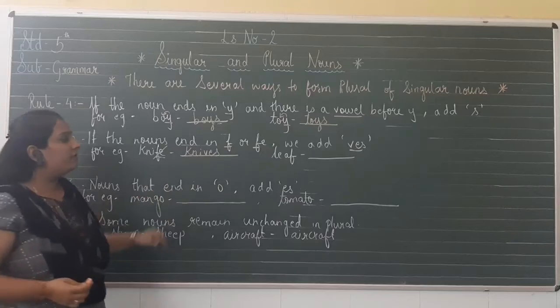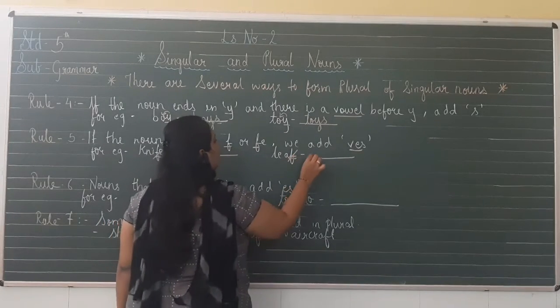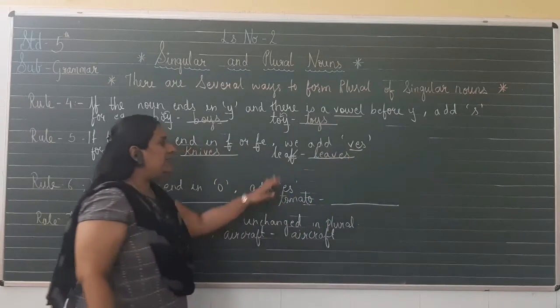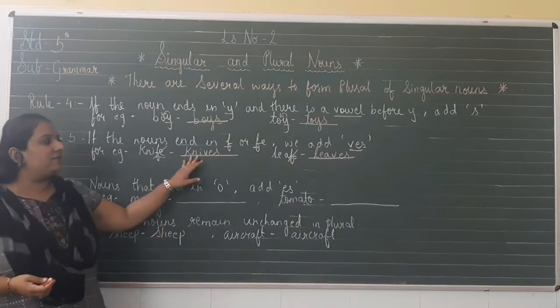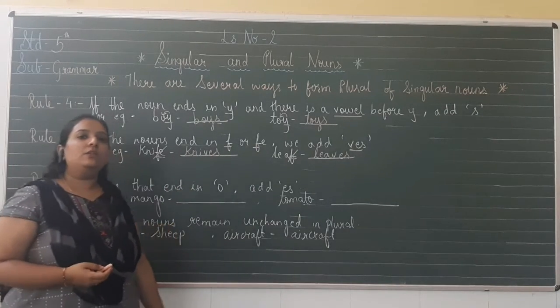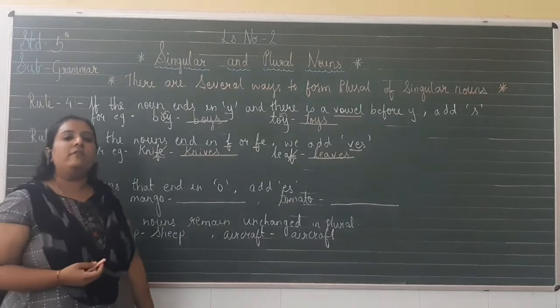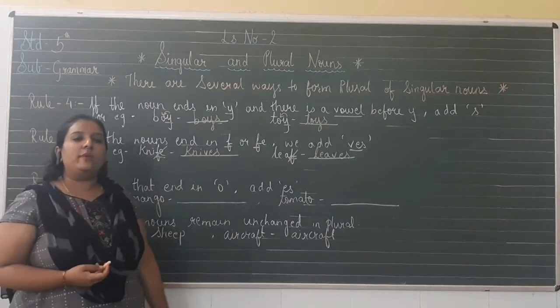Knife, knives. Same way goes with leaf. The noun is ending in f, so we will cut the f and we will add ves. So here leaf, leaves. The plural form of both the examples is knives and leaves. So this rule is telling us that if the noun is ending in f or fe, we will cut the f or fe and we will add ves to make it a plural.